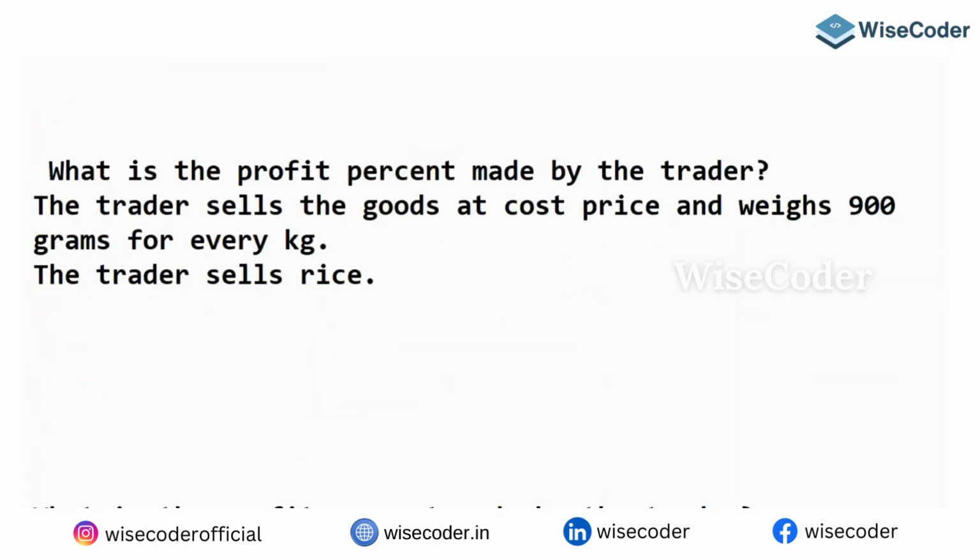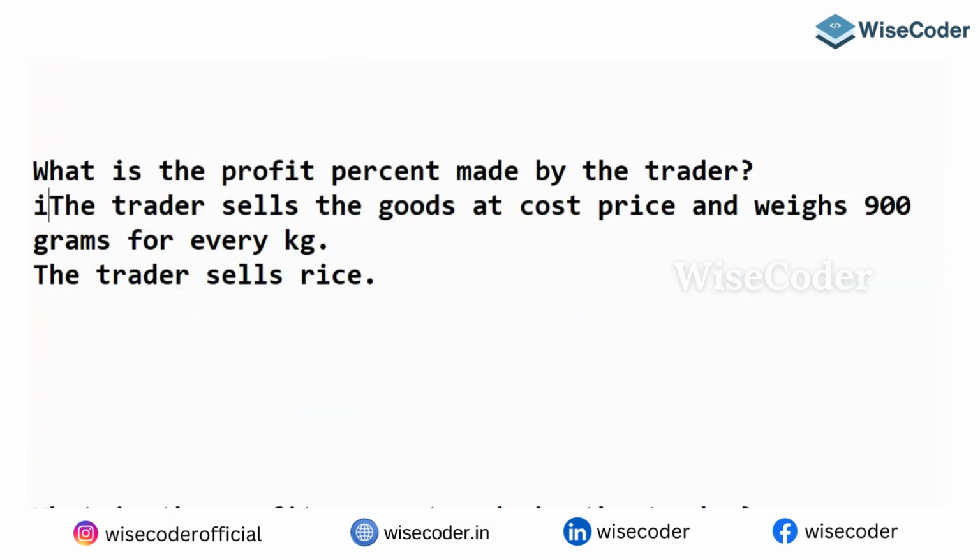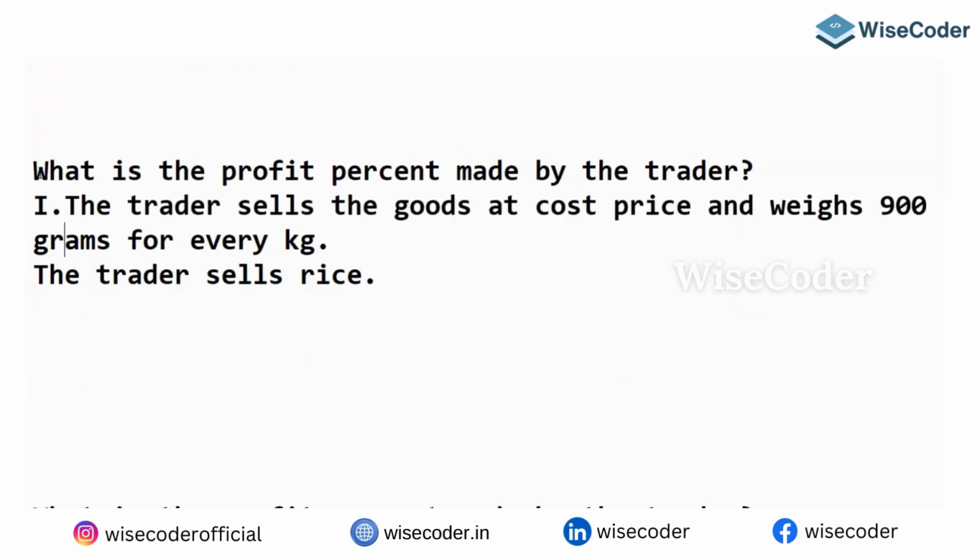What is the question? What is the profit made by the trader? If you look at it, statement 1: the trader sells the goods at cost price, but he uses 900 grams for every 1 kg. A trader sells his goods at cost price, weighing 900 grams for every 1 kg.